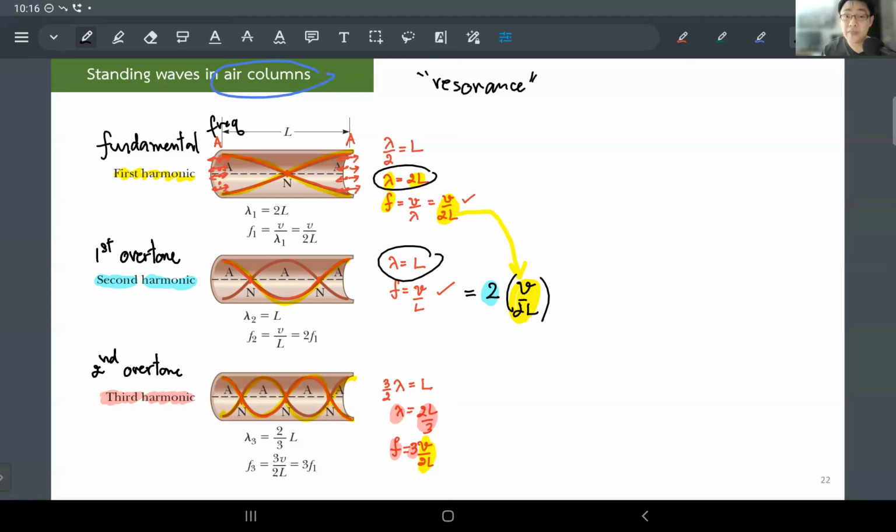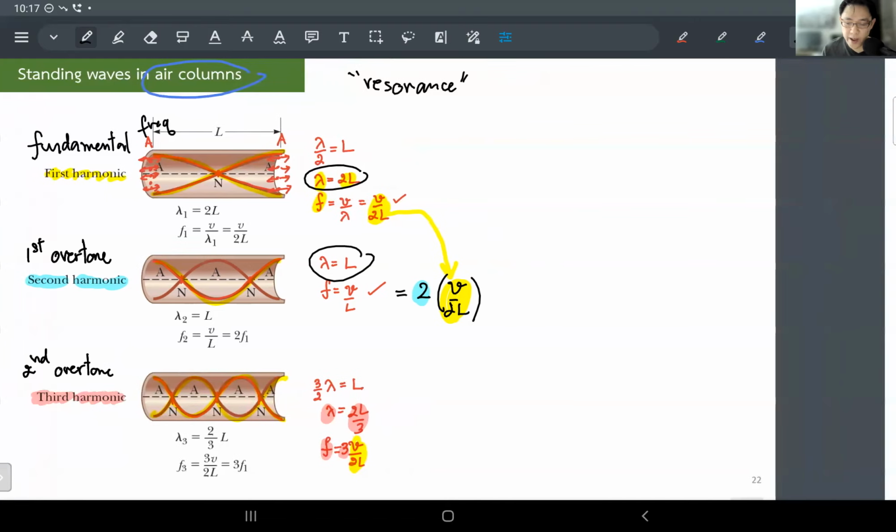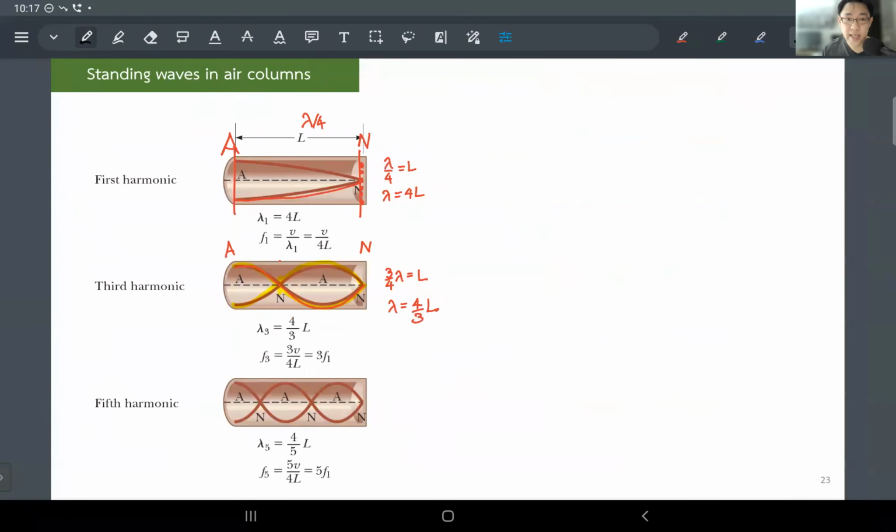Second overtone will be third harmonic, on and on and on. Cool? All right, now try again. This will clarify the terminology used here if you compare this one with the standing wave in one open, one closed air column over here. So start from the fundamental, guys.